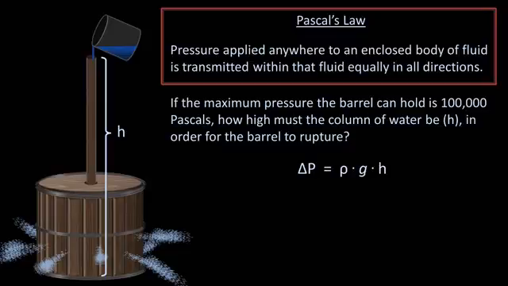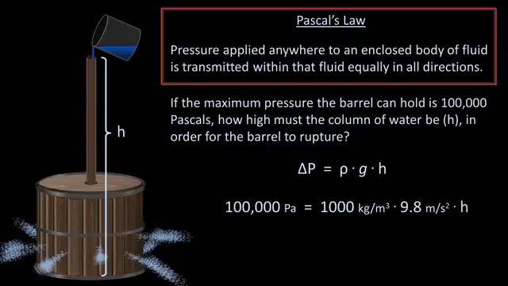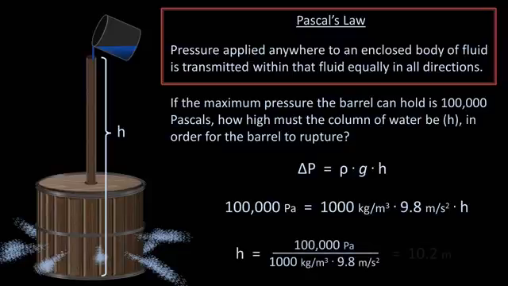Let's then plug in the numbers. 100,000 pascals equals 1,000 kilograms per cubic meter times 9.8 meters per second squared times h. Solve for h and we find that it's 10.2 meters. That's right, if the total height of the barrel and the tube is more than 10.2 meters, the barrel will rupture. This may seem quite surprisingly low, even more so once you realize that our solution did not need to involve the diameter of the tube, and thus the diameter is irrelevant.